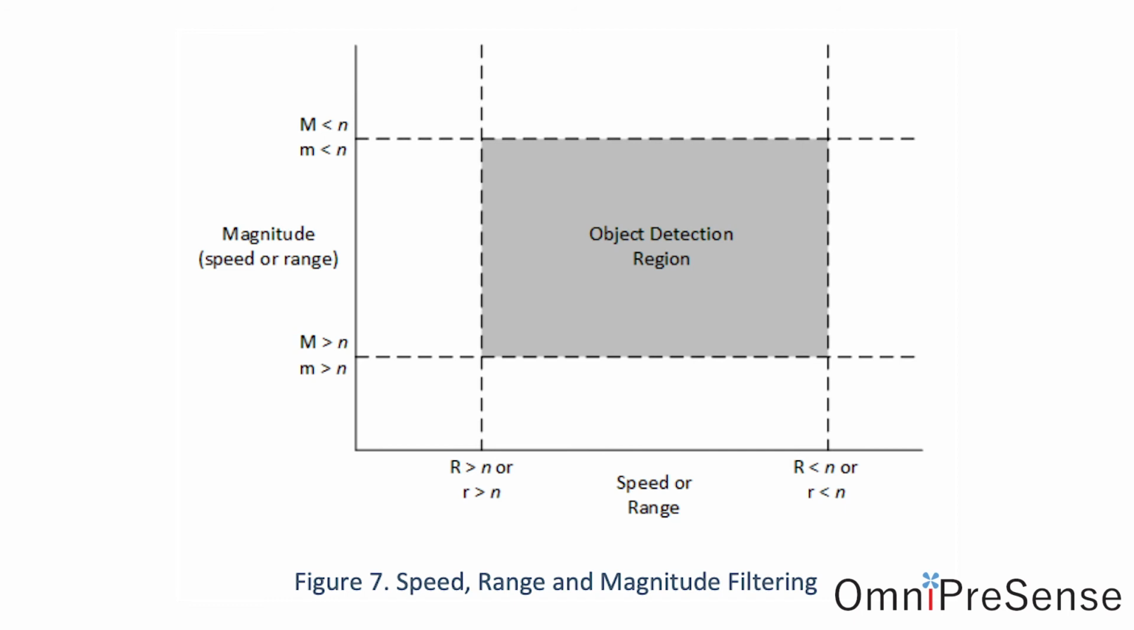If you look at the graph, Doppler radar sensors can be filtered on speed with capital R greater than N or R less than N, signal magnitude with capital M greater than N or M less than N, and direction with R+, R-, or R vertical bar. For FMCW radar sensors, the data can be filtered on range with small r greater than N or r less than N, and a signal magnitude small m greater than N or m less than N.